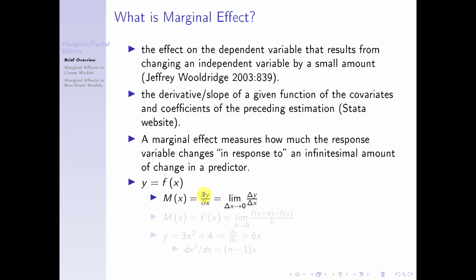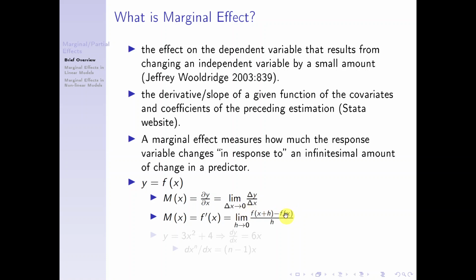Actually, this is a partial derivative, assuming a multivariate case. Alternatively, we can define marginal effect as this derivative, right? The first derivative, again a limit. We change x by a small amount, let's say h, and plug into the function. We calculate this new y, given that x has increased by h amount.